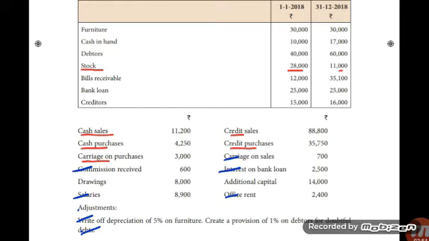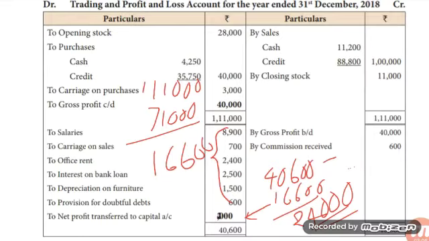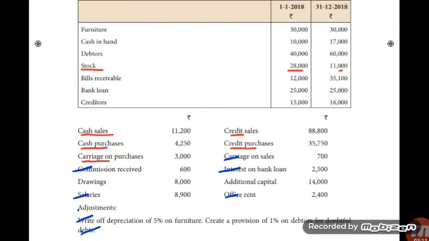Cash purchases in inner column 4,250 and credit purchases 35,750. Underline the amount in outer column. What is that amount? 40,000 in outer column. Next, children, direct expenses. Here only one direct expense is given in the question. What is that? Carriage on purchases 3,000. Enter as To carriage on purchases. Amount in outer column 3,000.